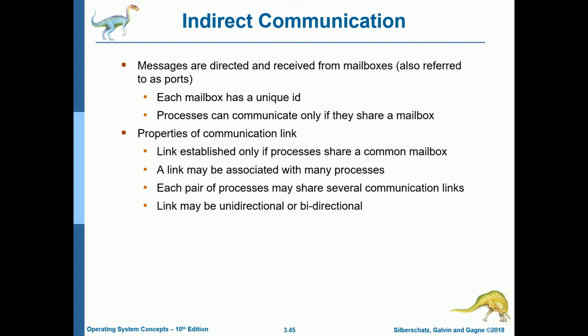Now let's consider indirect communication. With indirect communication, messages are sent and received from a mailbox or a port. Now in this scheme, communication links have the following properties. A link is established between a pair of processes only if both members of the pair have a shared mailbox. A link may be associated with more than two processes. Between each pair of communicating processes, a number of different links may exist, with each link corresponding to a mailbox.